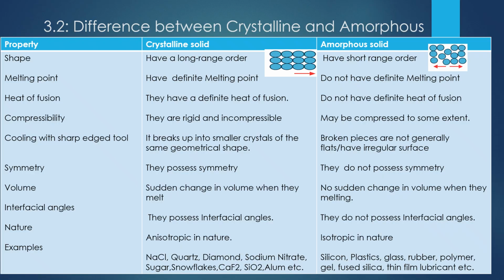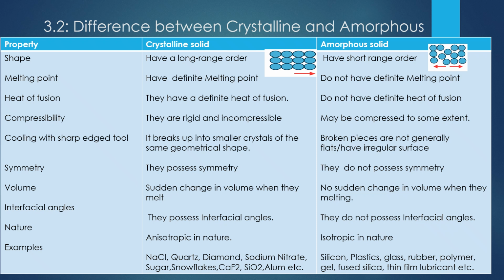Heat of fusion. Crystalline solids have definite heat of fusion. That means they have the ability to convert from solid to liquid. Amorphous solids do not have definite heat of fusion. Compressibility. Crystalline solids are rigid and incompressible. Amorphous solids are compressed to some extent. Cutting with a sharp-edged tool. Crystalline solids break up into smaller crystals of the same geometrical shape. The broken pieces are not generally flat but have irregular surfaces in amorphous solids.